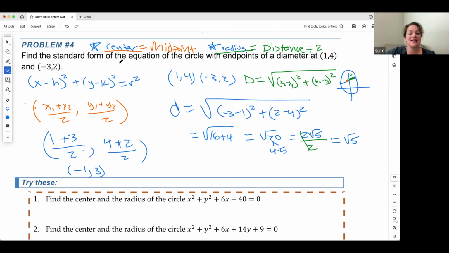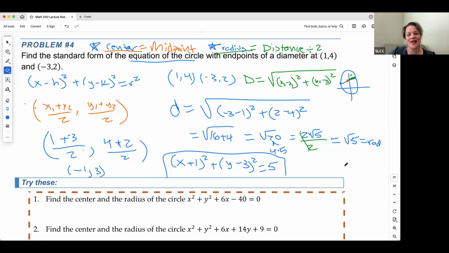Now, can I find the equation of the circle? Remember, the equation is right here, so let's fill it in. (x - (-1))² + (y - 3)² = r². So this is the radius, but we want r². So we square √5 to just get 5. And that is the equation of your circle.